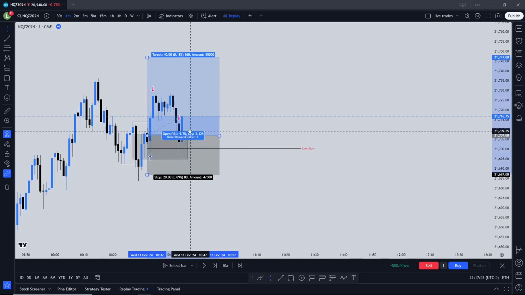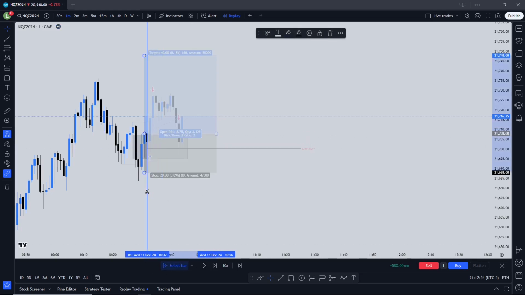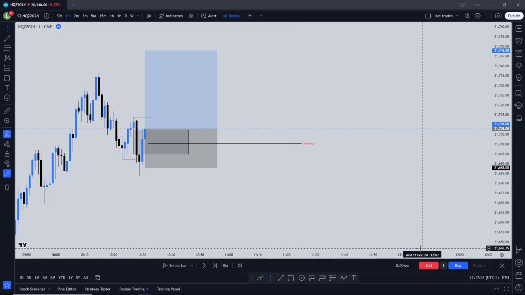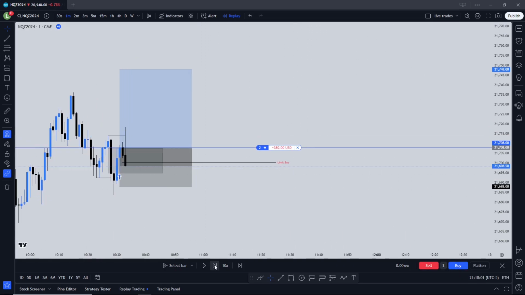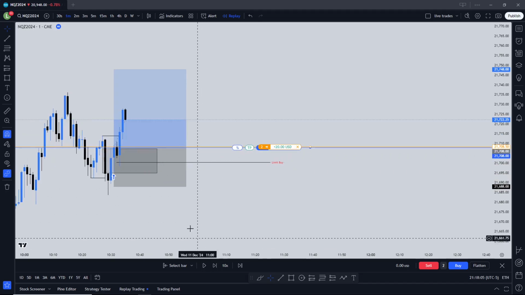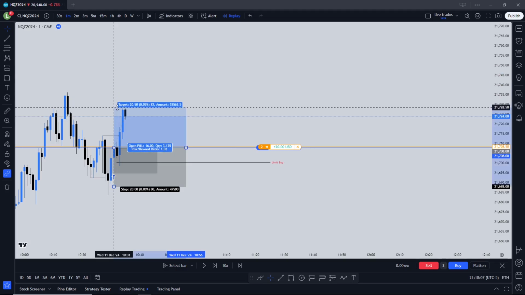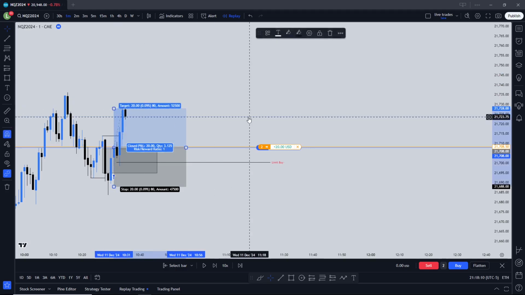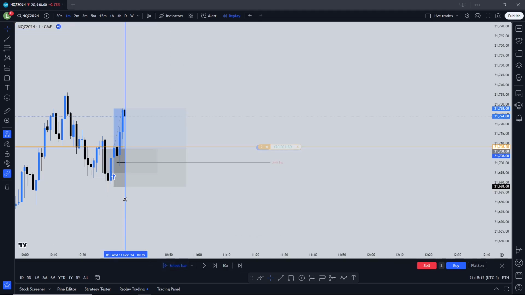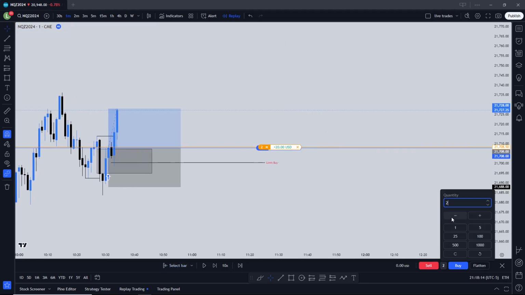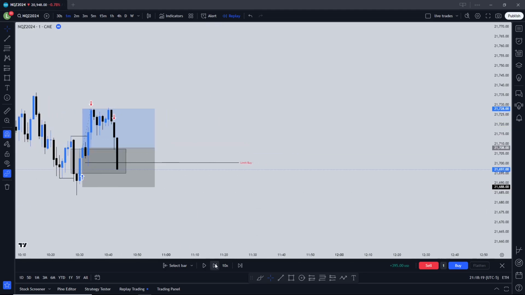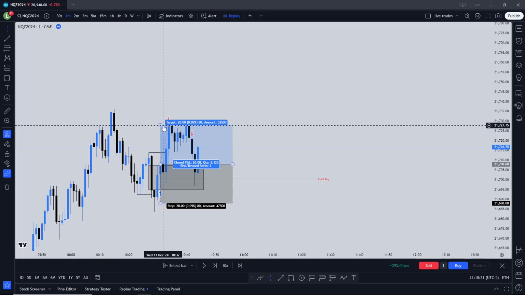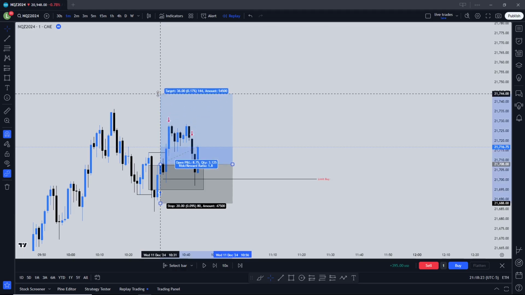But if you would have taken this off of this entry, if you would have entered right there on the close, stop would have been at break even right here. Is this 1R yet? We did hit 1R, so there would be a partial right here for 1R. And then stop would have been hit at break even as well. So both of those would have been fine in this scenario.